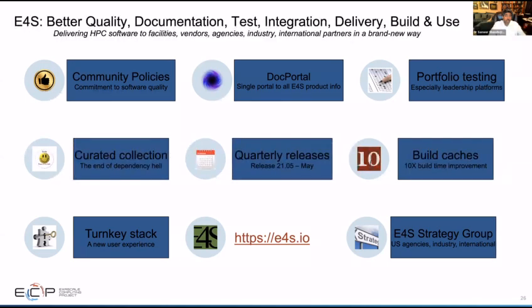We have quarterly releases. We just had one in May. We have build caches where we can store binaries for specific compilers and runtime systems that can help speed up your application deployment by as much as 10 times. We have turnkey stacks. E4S.io is our webpage. And we have a strategy group for industry, US agencies, and international partners.